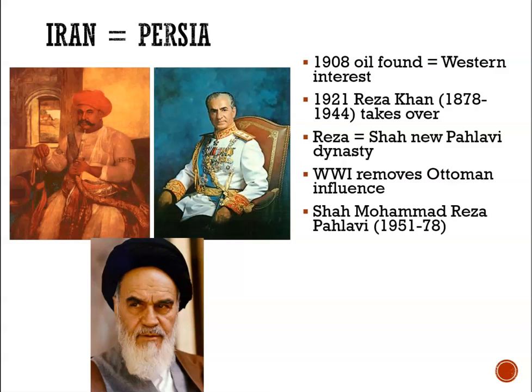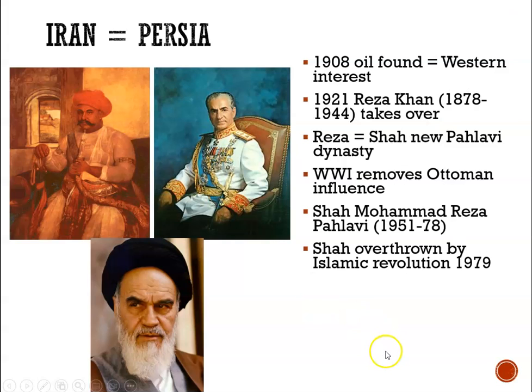Well, we see that Shah Mohammad Reza Pahlavi is pictured there in the upper right in that white uniform jacket. He is the Shah of Iran, and he will be the Shah of Iran from the early 1950s until 1978. He is overthrown in a coup in 1978. He also develops cancer about this same time. And the Shah is overthrown by an Islamic revolution led by the Ayatollah Khomeini, who is the guy pictured down there at the bottom.